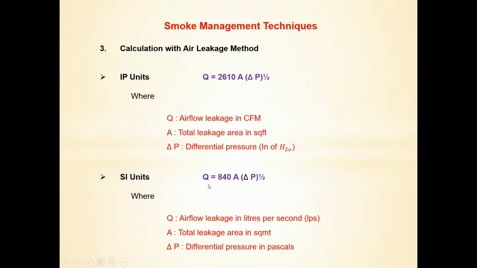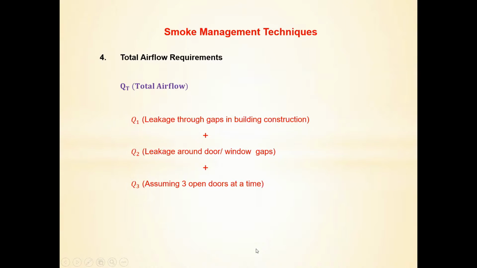And in SI units, this formula is given by Q = 840 A ΔP^(1/2), where Q is the airflow leakage. Only the units are different. It is liter per second, and the total leakage area is in square meter, and ΔP is the differential pressure in pascals.